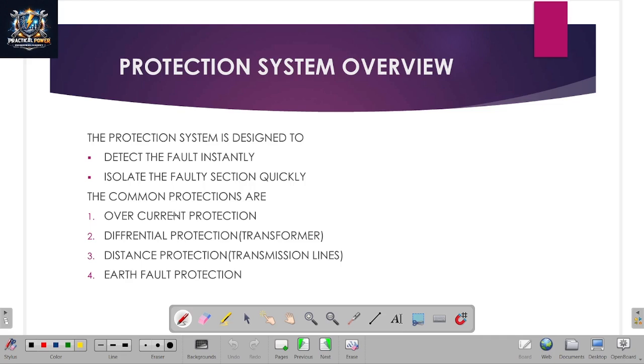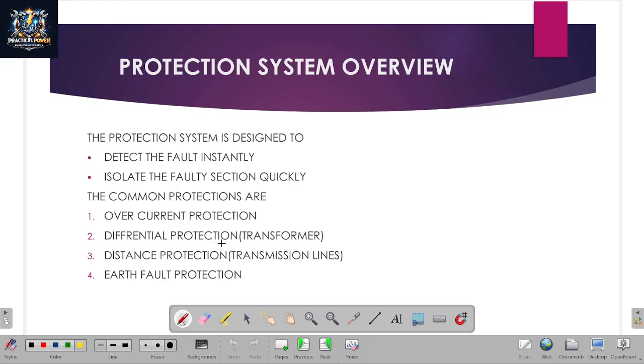The common protections are overcurrent protection. When current goes above the normal value, automatically the relay operates and the circuit breaker isolates the system. Differential protection, it is the protection for the transformer.